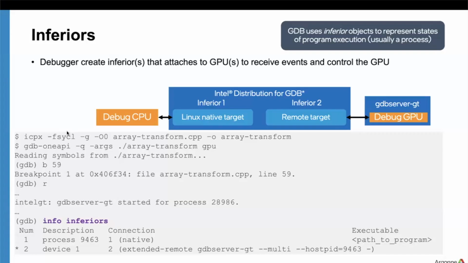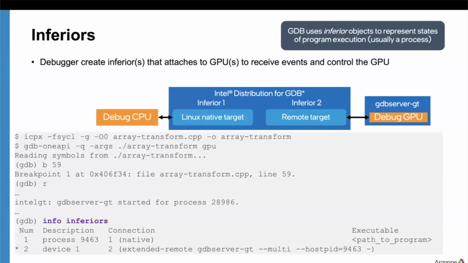So this is a very simple example. You can build your application with -O0 and then start your application with GDB, right? And then you set the breakpoint and run. If you check info inferior, you can see the two connections. One native connection shows the process. The second connection is the device one using gdbserver-gt, with the process ID from the native one, right? So this is the basic structure.